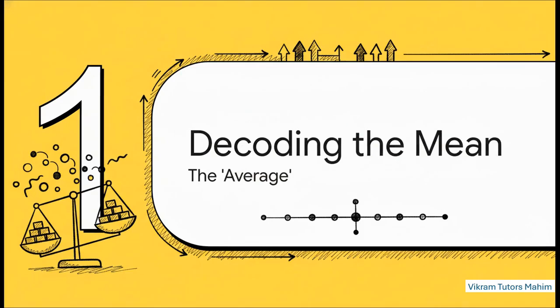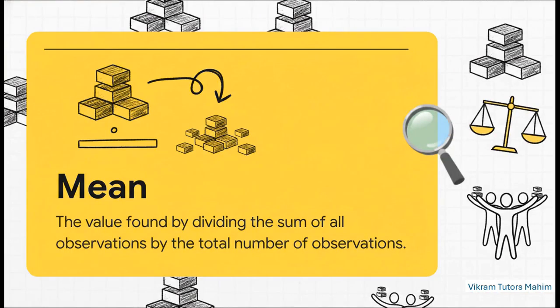Okay, let's dive into level 1, decoding the mean. You might think you know the average, but we're going to pop the hood and see what really makes it tick. All right, so what is the mean officially? It's pretty simple, really. You just add up everything you've got and then divide by the number of things you added. I like to think of it as the fair share number. Imagine you took all the pizza slices and divided them perfectly evenly among everyone. The number of slices each person gets, that's the mean.